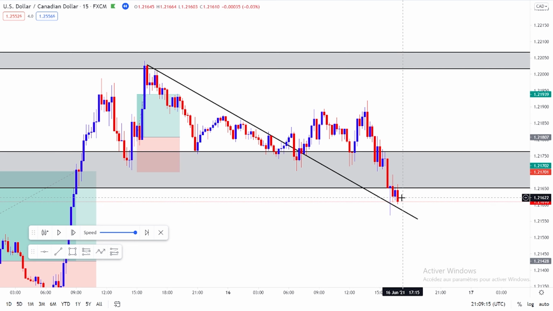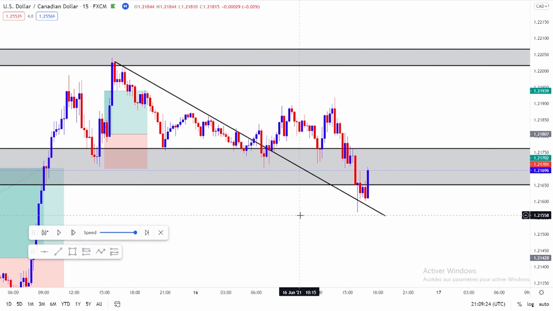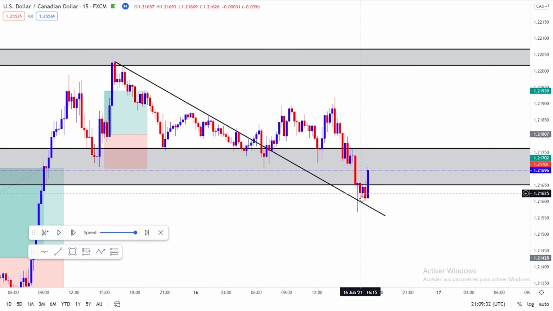Now I need a confirmation. If I have a confirmation, then I will buy. So let's run these candles slowly. That's actually a good setup. Let me remind you back. This is a downtrend. We are in a downtrend. We broke it. We made a range here. We pulled back to it.